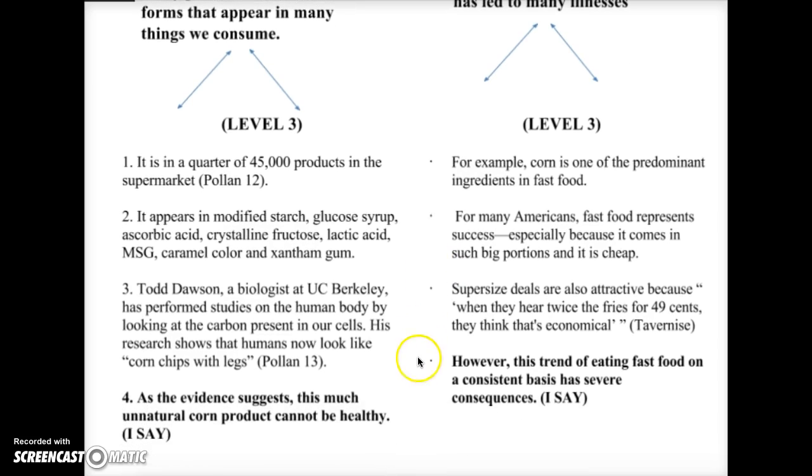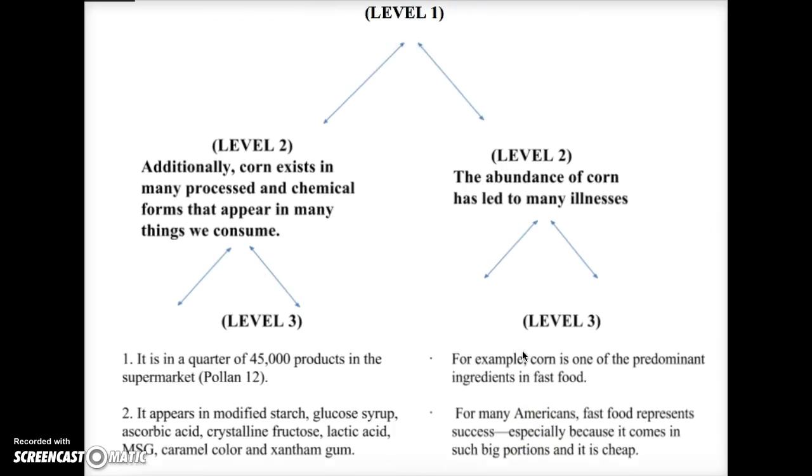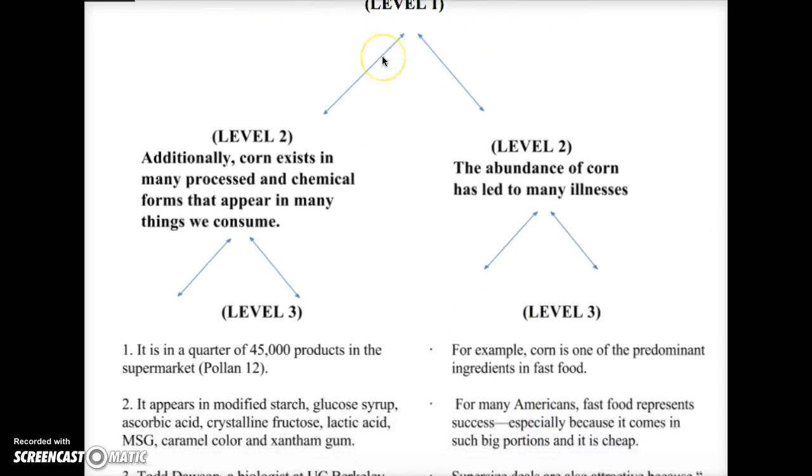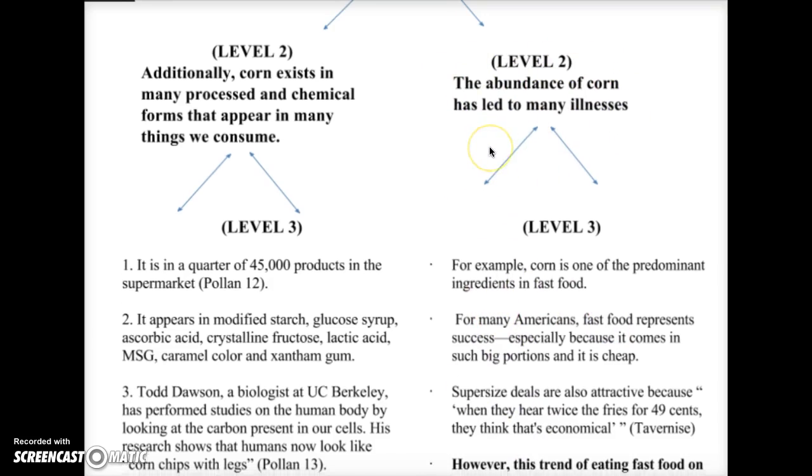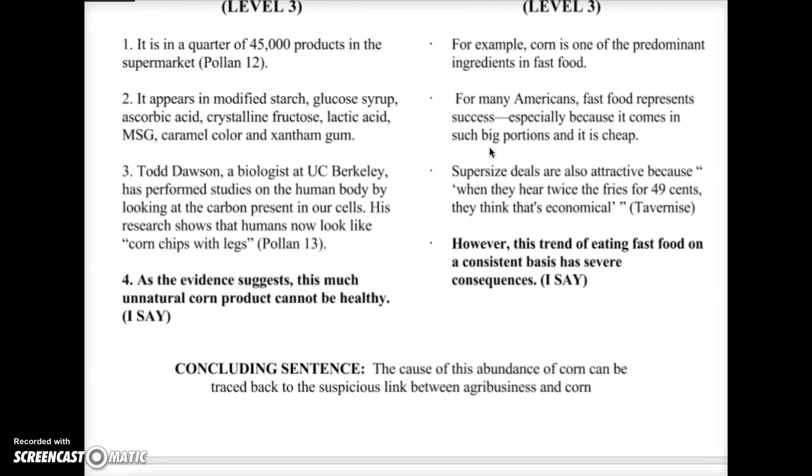So, explanation. People are more attracted to this kind of food because it's cheaper. I didn't write that, but I want to write that. And however, this trend of eating fast food on a consistent basis does have severe health consequences. So again, I'm analyzing this evidence and I'm relating it back to the main idea, the effects on our health, and the level 3 is also explaining this level 2. So you see that multi-layered effect going on here.